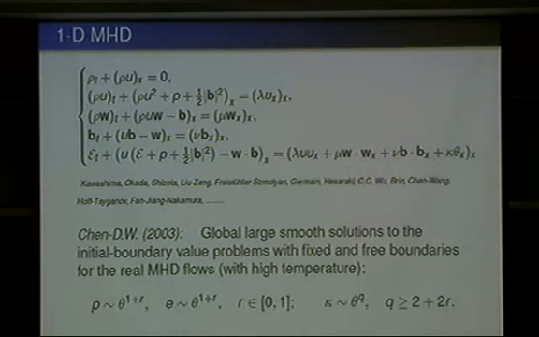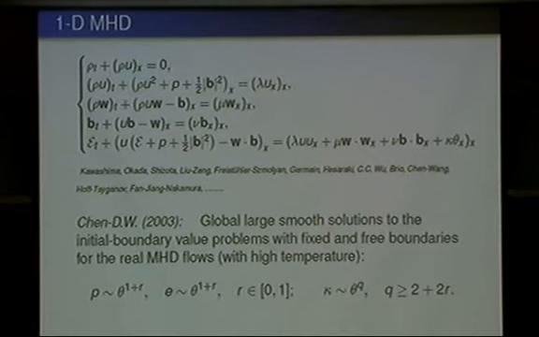Start with 1D MHD. Okay. So 1D MHD, of course, is like this. There are many studies about this 1D MHD, and we also had, with Guichang, a global existence, but with kind of a real flow. That means you have this.